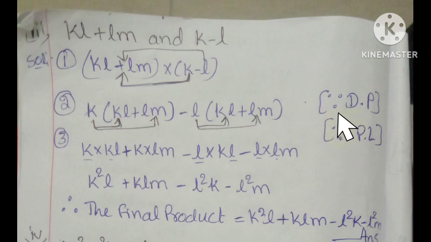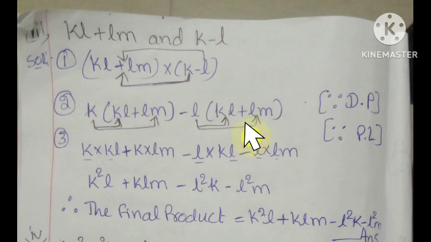Next, again by using the distributive property. Here it is K into KL. This is a monomial multiplied by each term of the polynomial. So K into KL plus K into LM. Next, minus L, the monomial is multiplied by the first term of the binomial, that is KL only. L into KL minus, L into the second term of the binomial, that is L into LM.